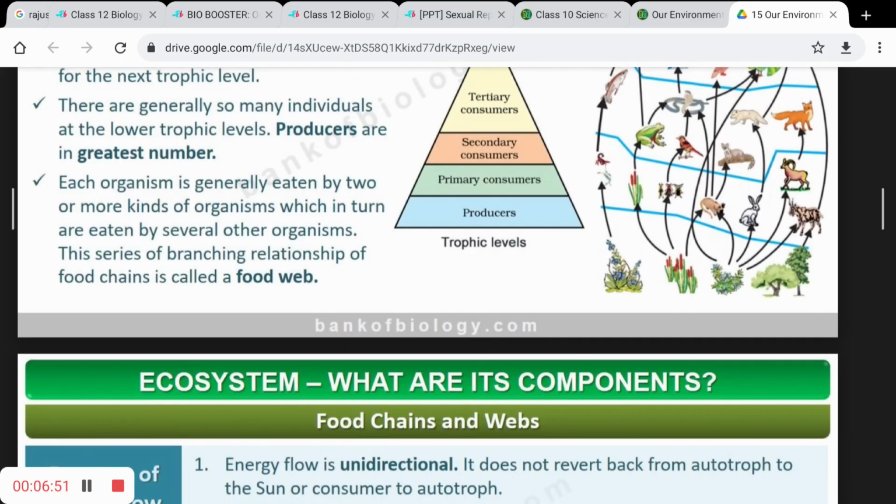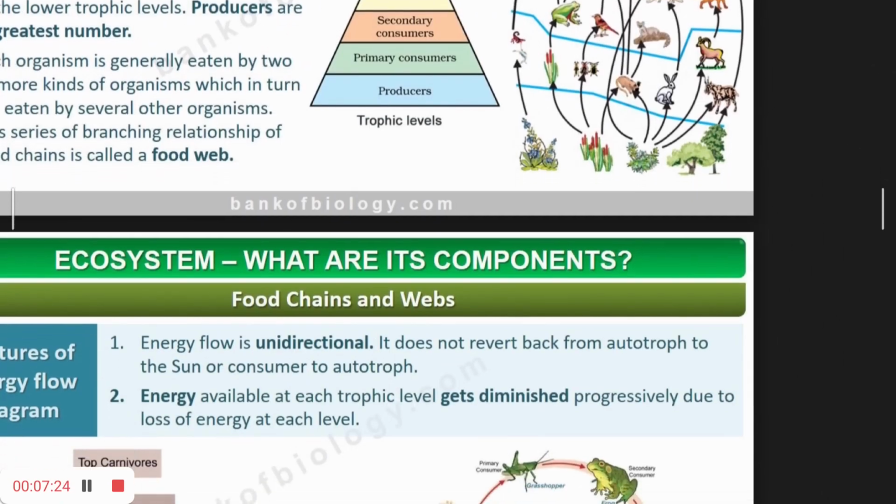So next, what is a food web? It is the interaction of food chains, not only one food chain but many food chains together. The interaction of many food chains is called a food web. நல்லா புரிஞ்சுங்க. The flow of energy is not only in one food chain. Short உனக்கு புரியறதுக்கு சொன்னேன், but the definition you know very well: eating by two or more kinds of organisms, which in turn are eaten by several other organisms. This series of branching relationships of food chains is called a food web.